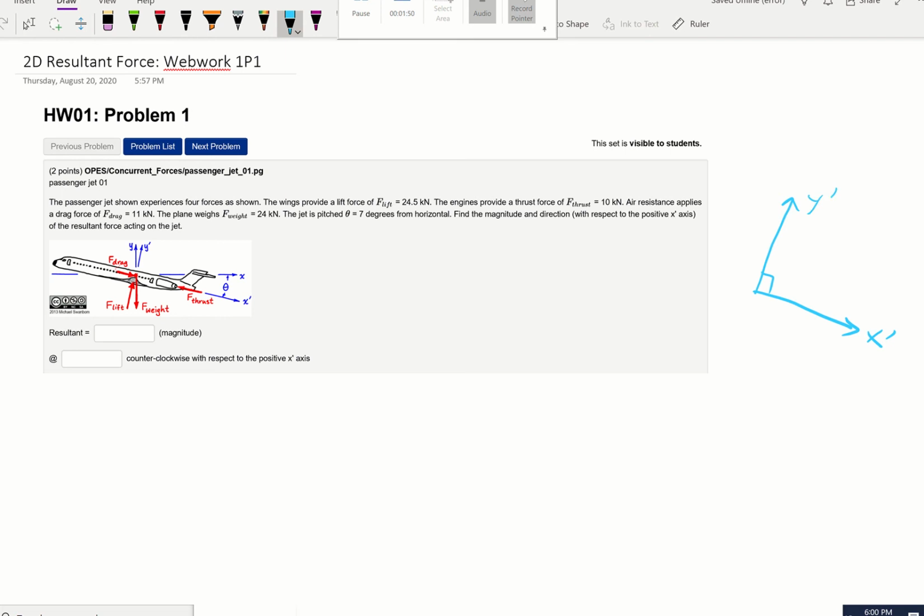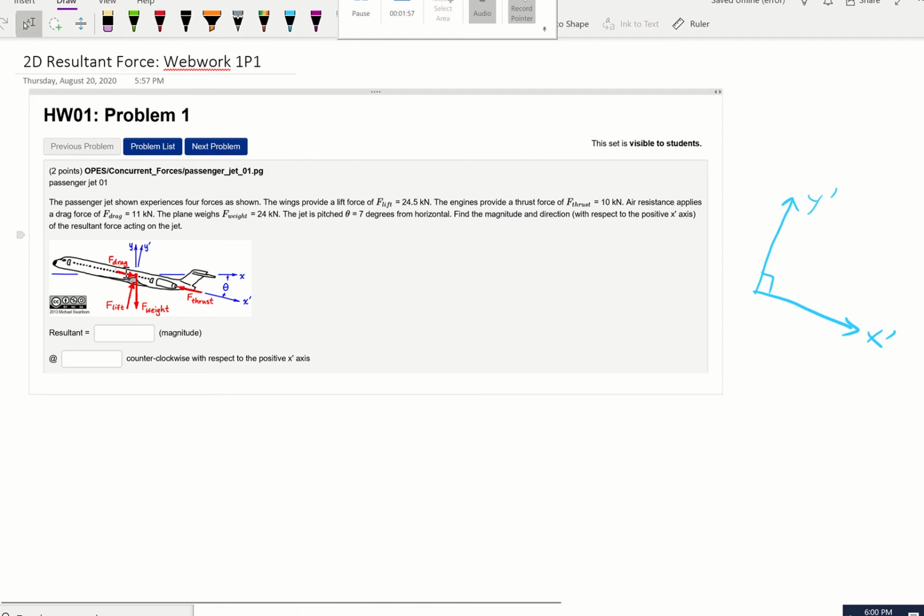Why not? So getting back to this one, there are multiple forces. There's drag and the thrust, which are along the x prime direction. Then you have F lift, which is in the y prime direction. Then you have weight that's just going downward.